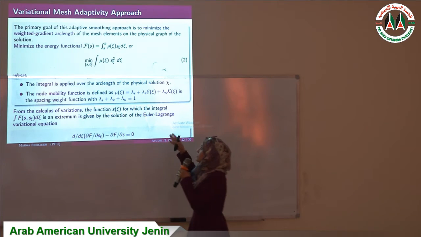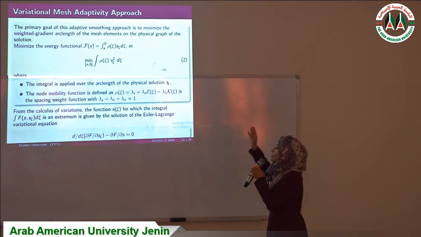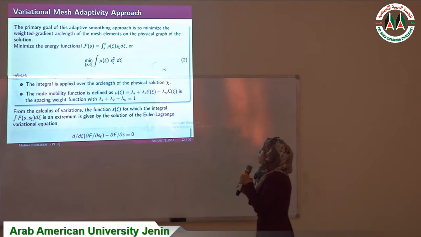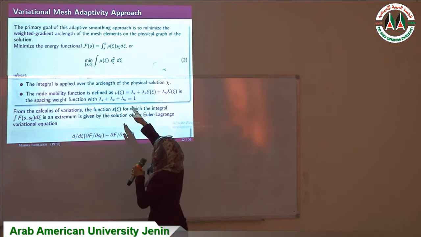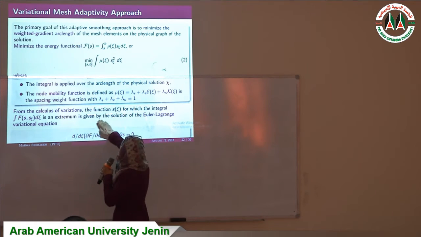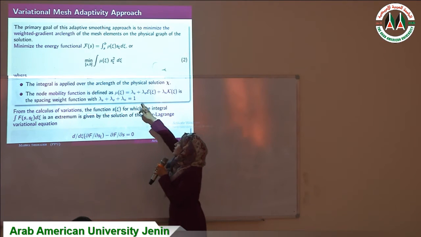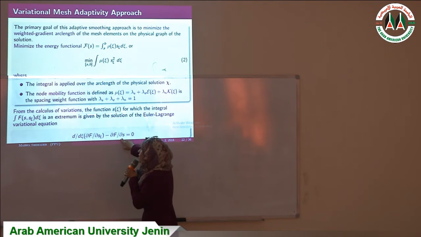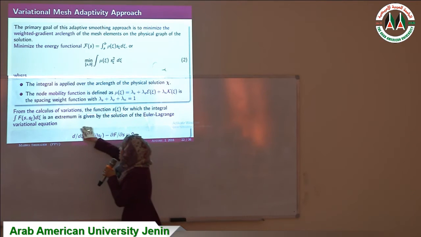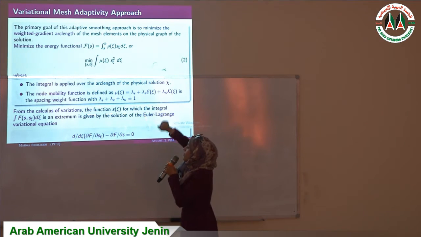Variational mesh adaptivity is based on minimizing the weighted gradient arc length of the mesh element. It is about minimizing the energy functional Fs. Then we use a node mobility function with a linear combination, as you see here. We use the Euler-Lagrange variational equation, and its solution is the solution for the energy functional above.